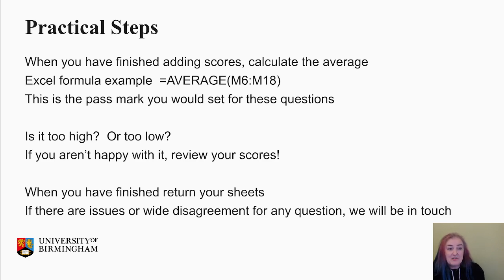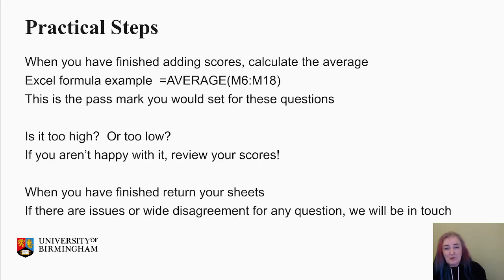When you've finished, you can also check your own pass marks by calculating the average. There is an example of an Excel formula here. You would type equals average and then put in the range of scores you want to average. That average score is what you would set the pass mark to. Because we're marking out of 10, if your average is 5, your pass mark is 50%. If your average is 5.5, it's 55%.